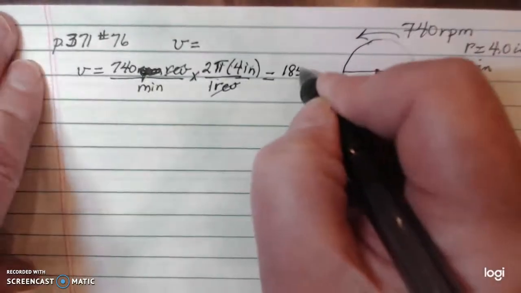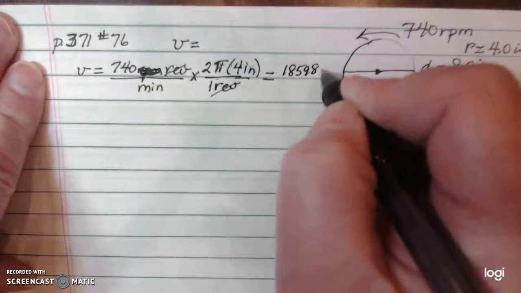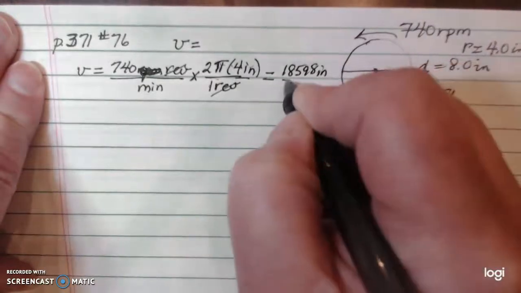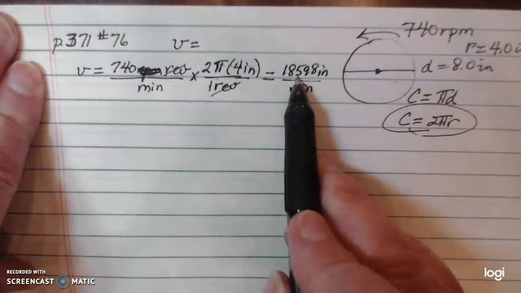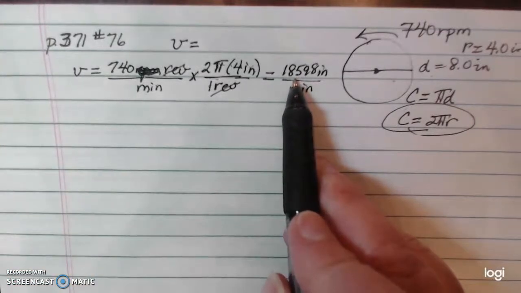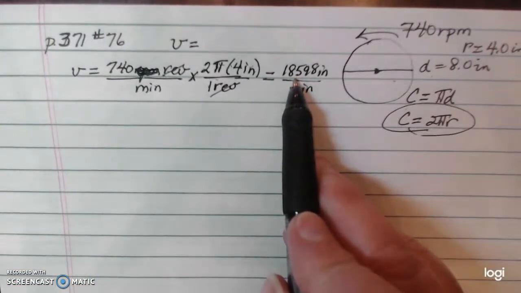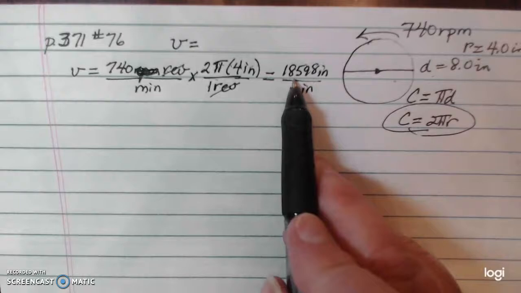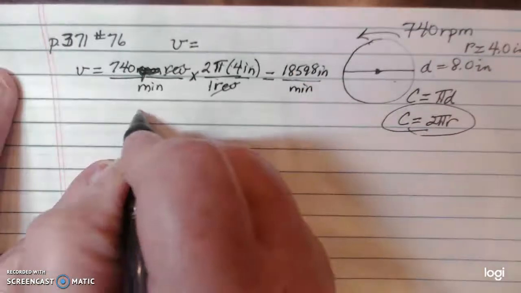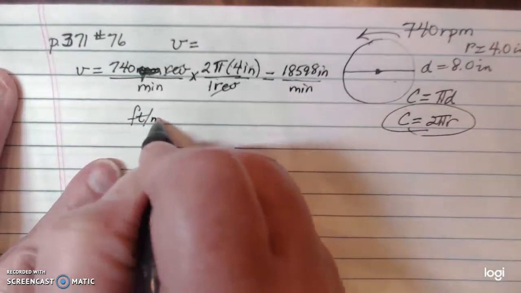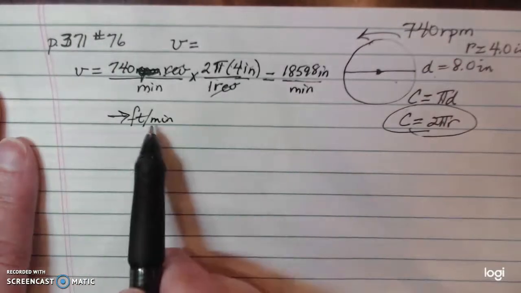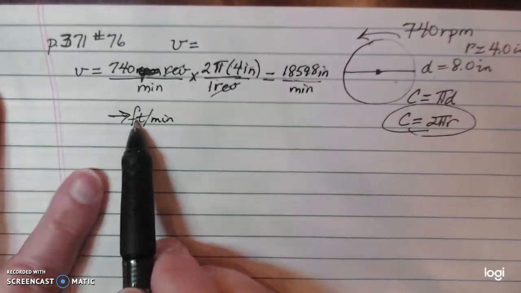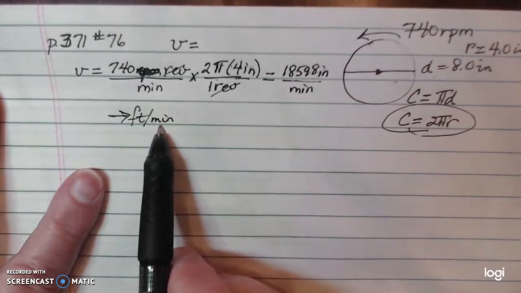18,598 inches per minute. So 18,598 inches per minute. That answered the first part of the question. The second part of the question said convert that to feet per minute. So that isn't too bad because you're going to be able to just convert the distance portion. You don't have to convert the time.